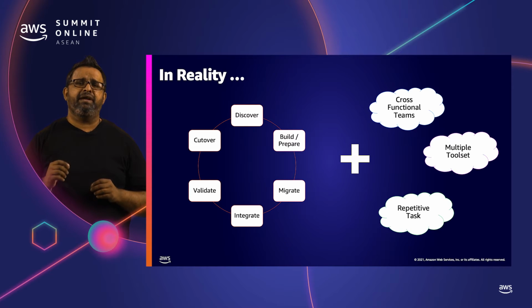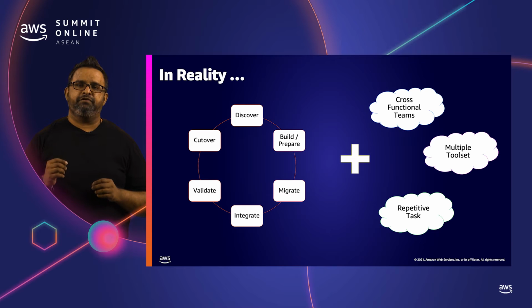However, in reality, the migration process is slightly more complex. Migrating a single workload will require you to first discover the application resources, servers, and databases, build or prepare the foundation for the migration of the application, migrate the server, application, database or data, integrate the application with its interdependencies, carry out validation in terms of functional, performance and security, and finally cut over the application to the cloud. Post-migration optimization works and monitoring will follow.